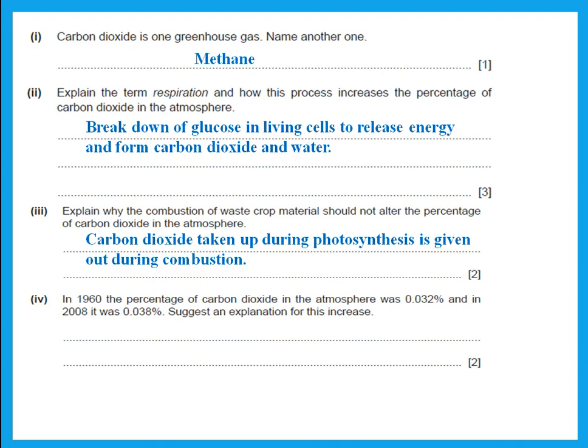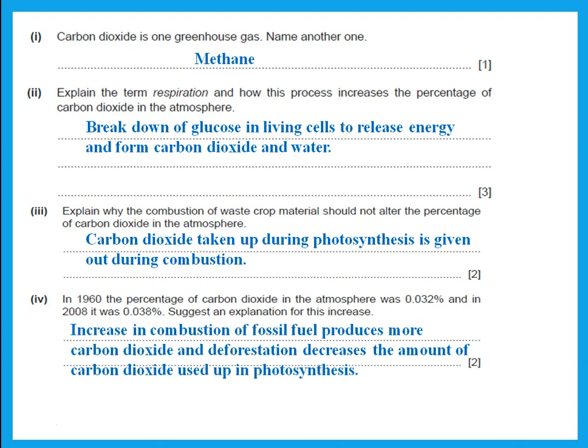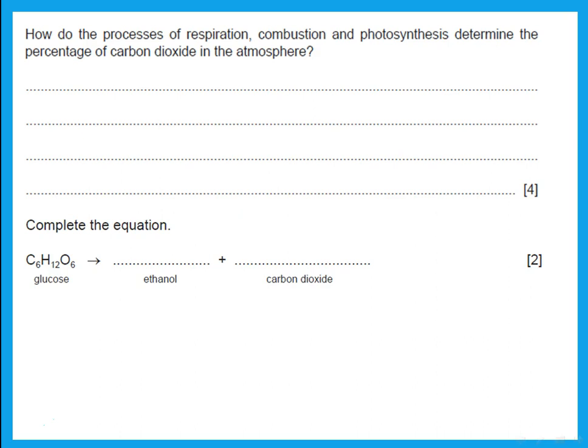Okay, in 1960, the percentage of carbon dioxide in the atmosphere was 0.03, and in 2008, it is about 0.038. So just an explanation for this. Remember that we are saying that the amount of carbon dioxide in the air is increasing. Why is it increasing? Because of two things. We have an increase in combustion of fossil fuel, and combustion of fossil fuel produces more carbon dioxide. And then we have deforestation. What is deforestation? We're cutting down the trees, so there are fewer plants doing photosynthesis, so less carbon dioxide is used up in photosynthesis. As a result, the carbon dioxide is increasing.